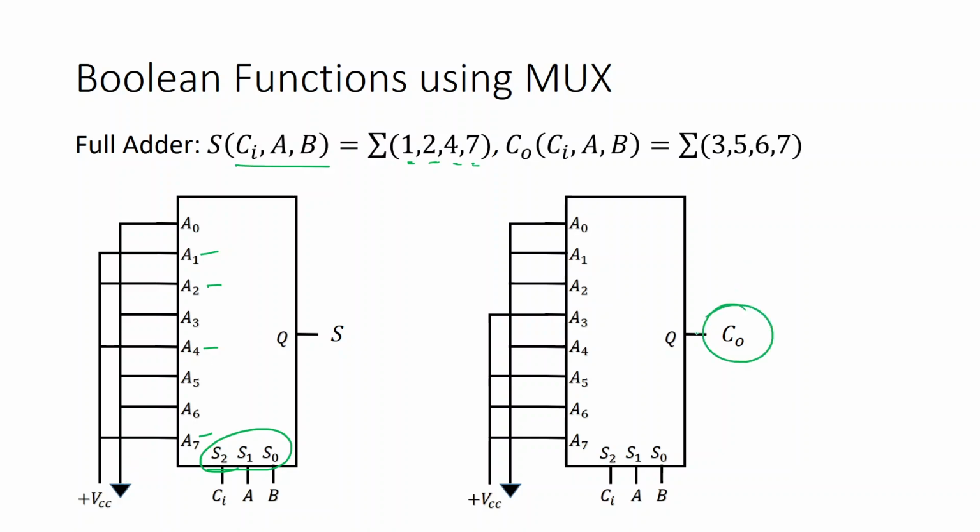Similarly for C0, you see that we have connected 3, 5, 6 and 7 as VCC and others at ground.